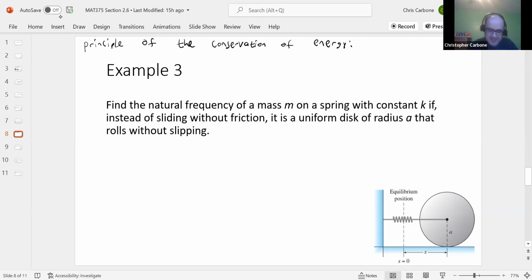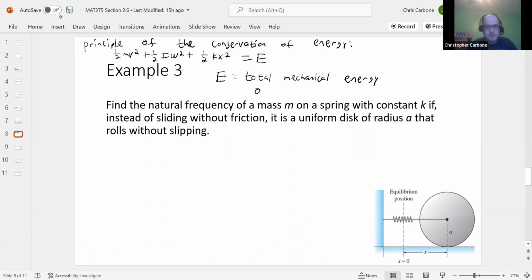or at least part of it here, as 1/2 times mv squared plus 1/2 times I times omega squared plus 1/2 times kx squared. And this being equal to E. Here, E is the total mechanical energy of the system. And this is a constant.